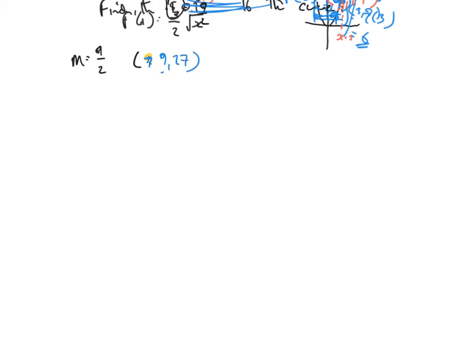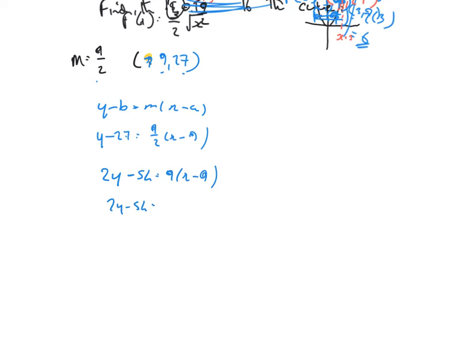Okay, so there's a, there's b, there's m, and y minus b equals m bracket x minus a. So that's y minus 27 is equal to 9 over 2 bracket x minus 9. Get rid of that fraction, divide by 2, by multiplying both sides by 2, so it's going to be 2y minus 54 equals 9 bracket x minus 9. That's 2y minus 54 equals 9x minus 81. Then bring that over, change its sign, 2y equals 9x minus 81 plus 54, which is minus 27.